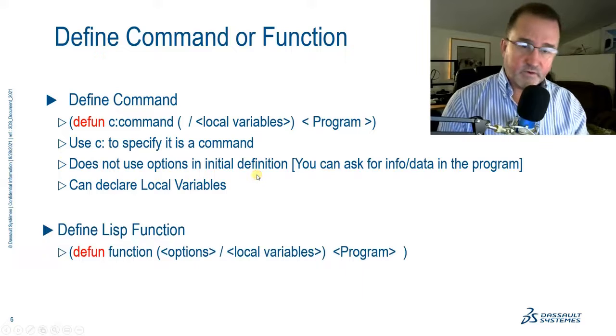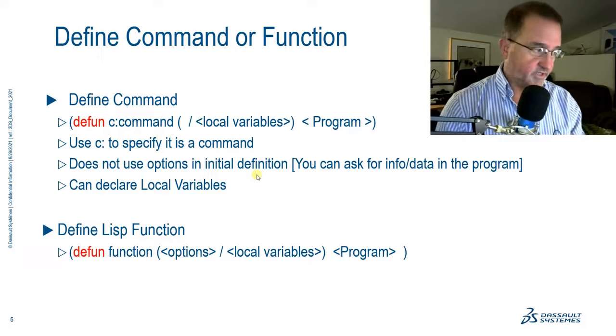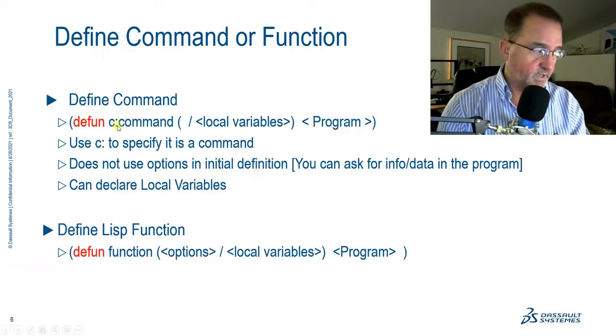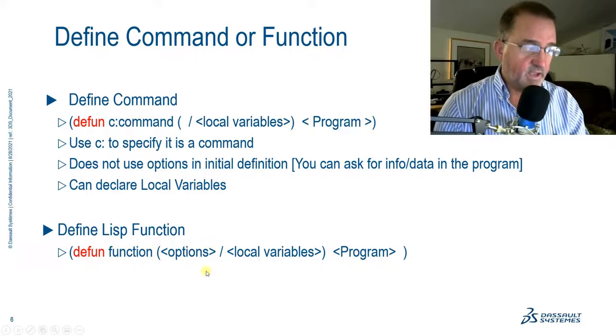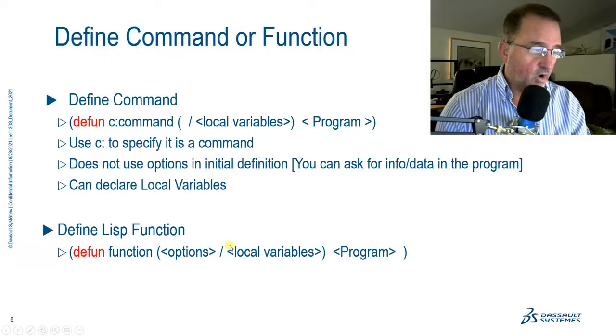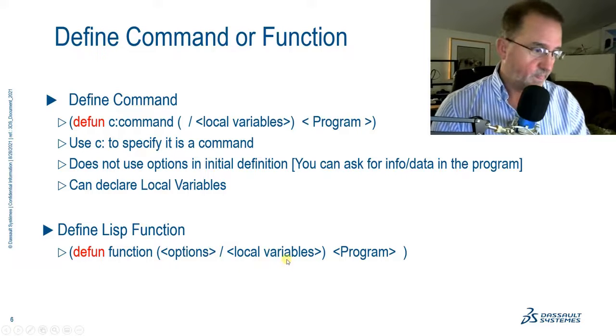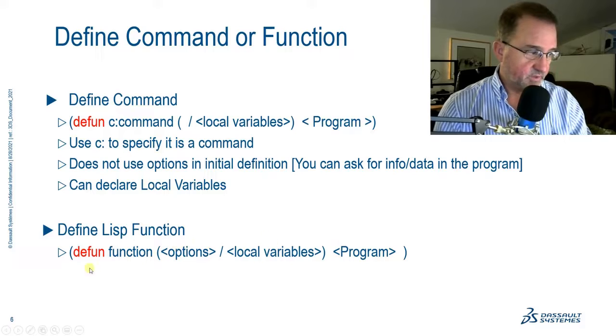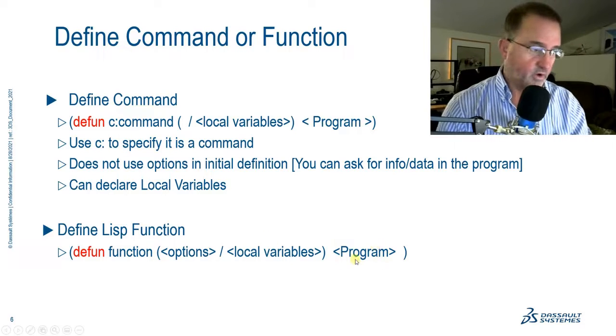The other type of defined function is a Lisp function. In this case, we can define the function and it can have options. Also, it can have local variables. And then within the parentheses after the function has been defined, we can put the values for our program.